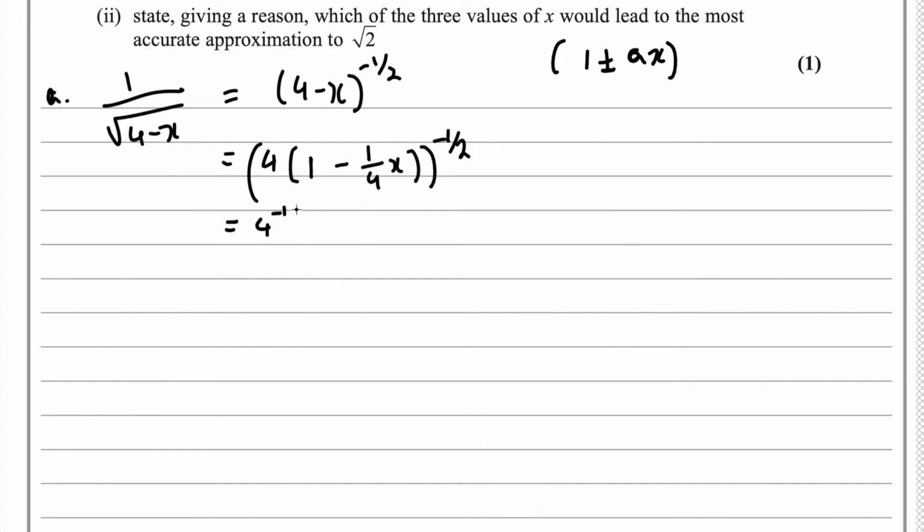And what we get is 4 to the power of minus a half, multiplied by 1 minus a quarter x to the power of minus a half. 4 to the minus a half is 1 over root 4, which is quite obviously a half, and that's multiplied by 1 minus a quarter x to the power of minus a half. And what I want to use here is the binomial expansion formula for negative indices, fractional indices, or negative fractional indices like this.